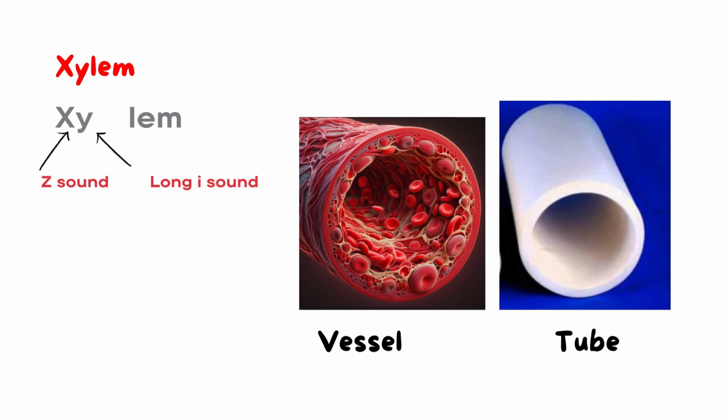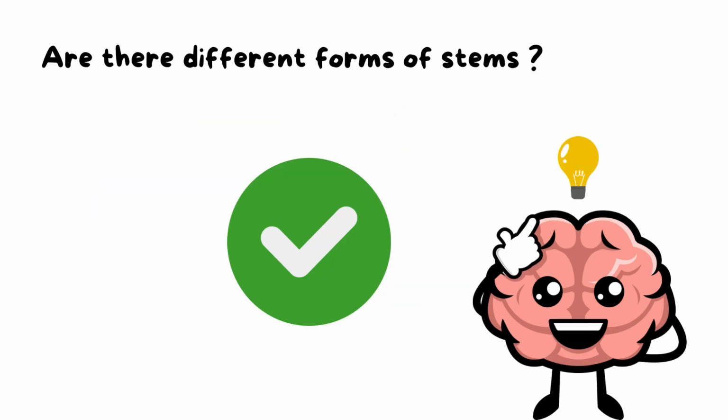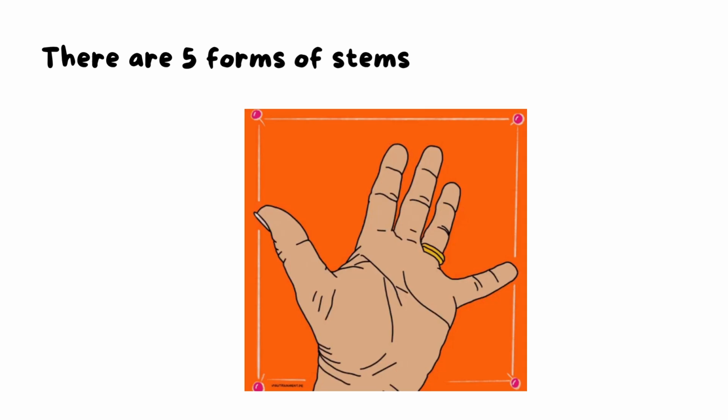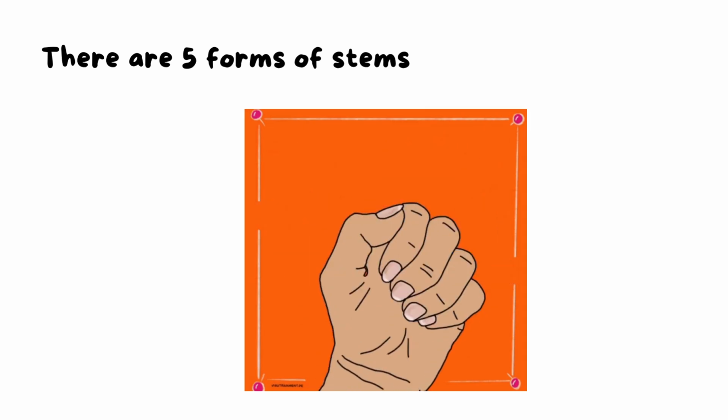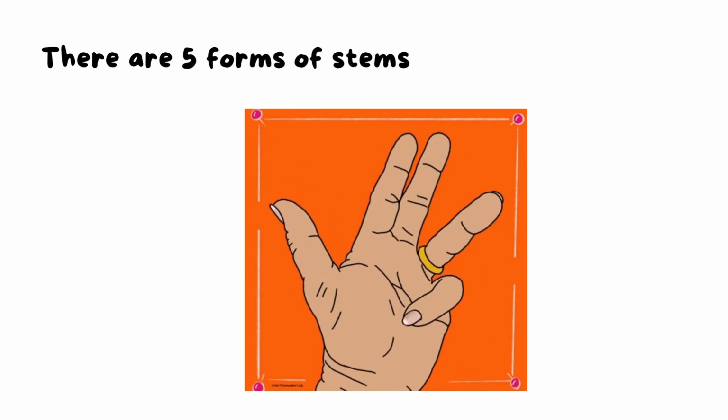So we have a question here. Are there different forms of stems, or are stems only one type or one form? Yes, the answer is that there are different forms of stems. We have 5 forms of stems and we will talk about them now, okay?